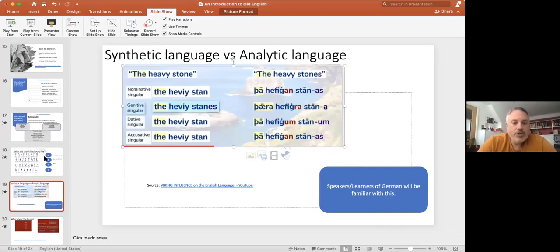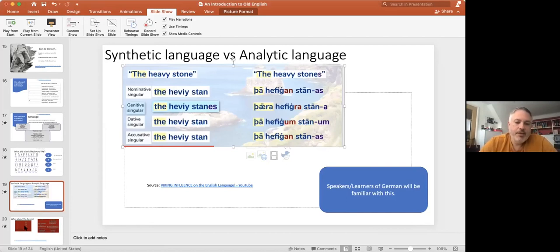And the language was becoming less and less synthetic, less and less reliant on these cases and stuff, and more what we call today an analytic language. So an analytic language is one where word order tells you everything that you need to know about the sentence. So if I say, I see the heavy stone, I know that the heavy stone is the object of the sentence because that's the position it's in. In a synthetic language like Old English or modern German, the word for "the" is what would tell you what's doing what in the sentence.